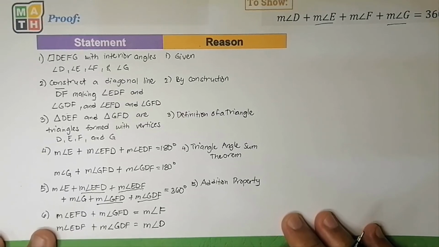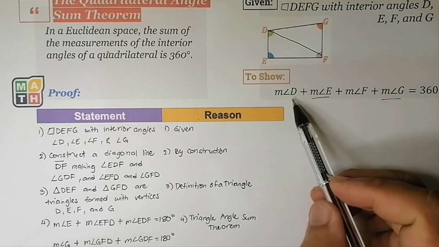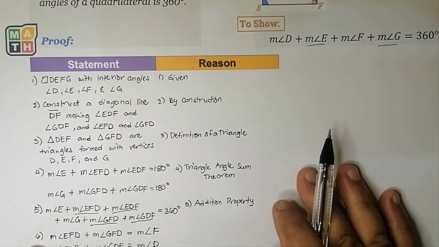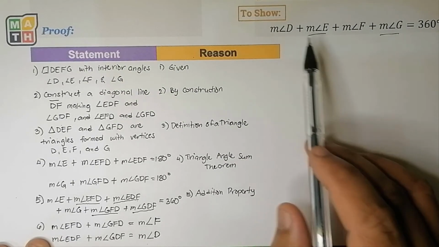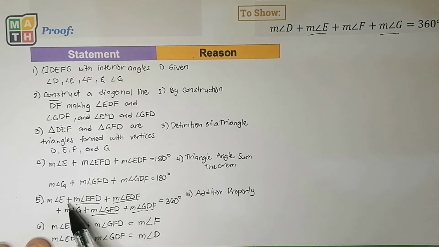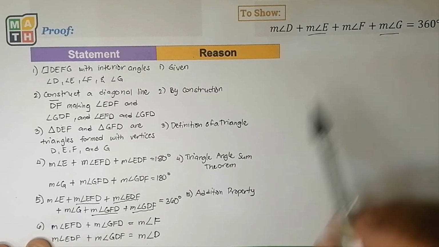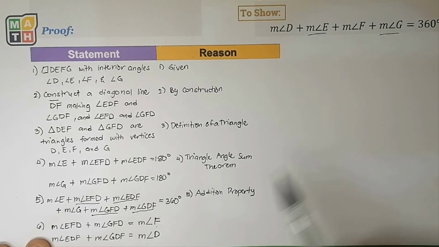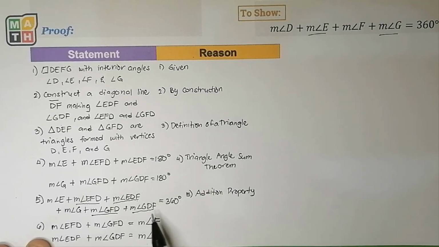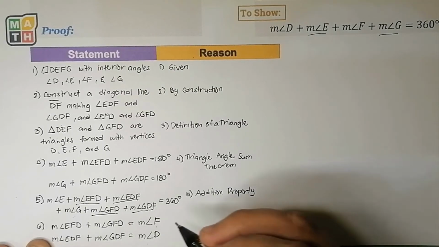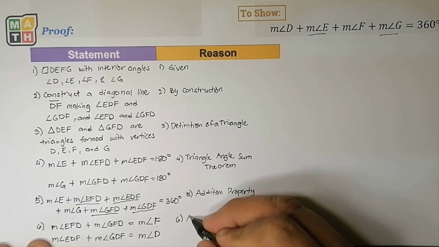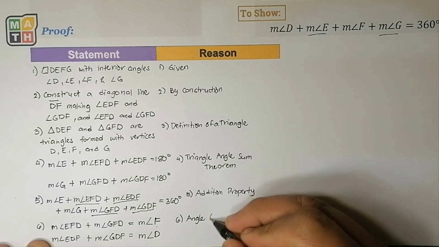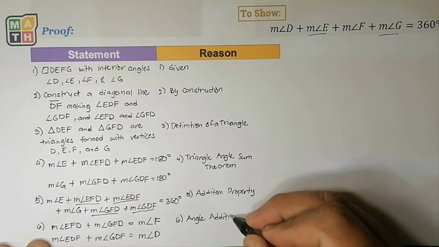So we have angle D. In this case, the measurement of angle D is already here. Look, measurement of angle D, measurement of angle D. Angle E is already here earlier. Measurement of angle F also now returns. Measurement of angle G is already there. So it's almost there. But we need to come up with the reason for this. And the reason for that is the angle addition postulate.